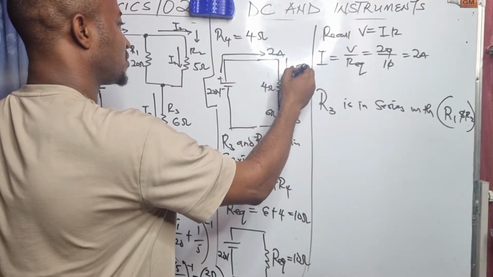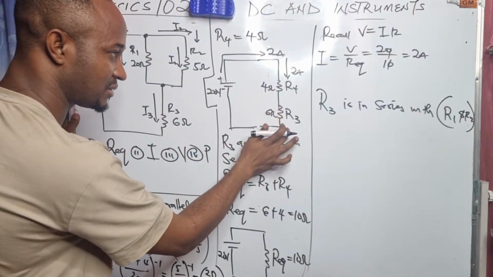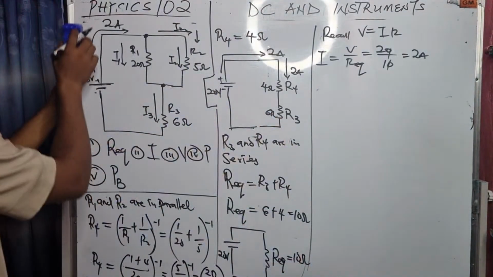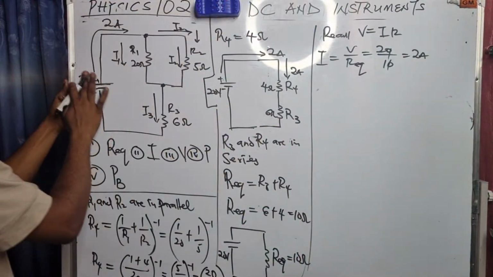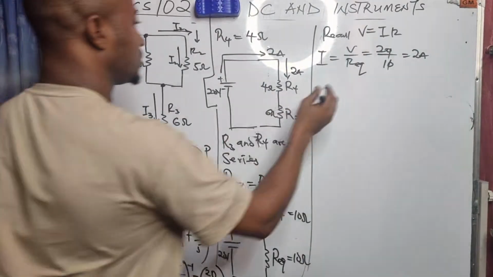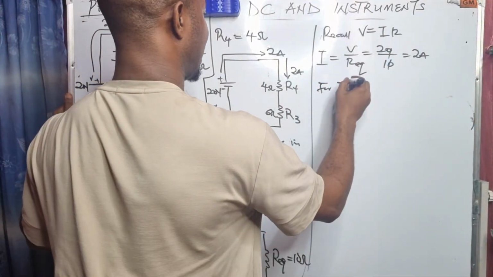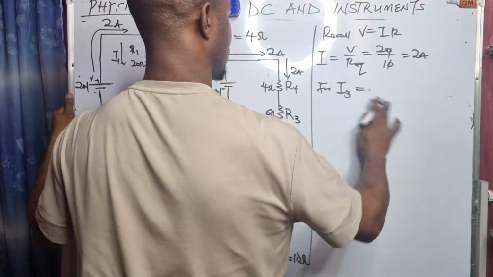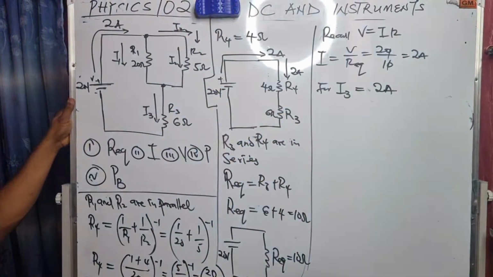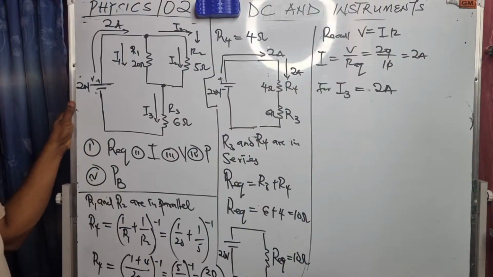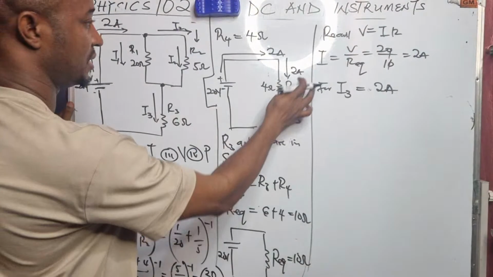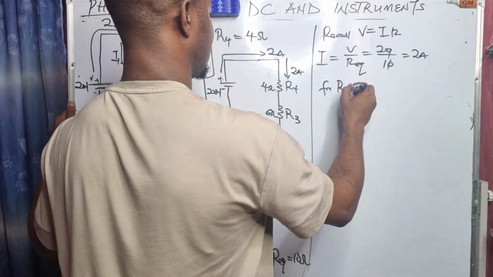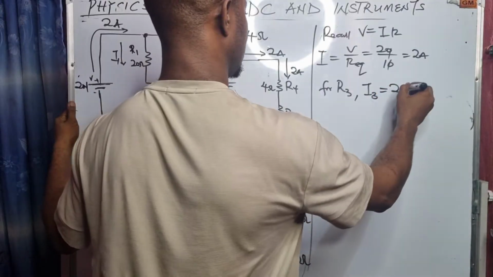It's the same current that flows through R4 and R3. So to solve for R3 is very simple. We just find the current that flows through each of these resistors. Sorry, 20 volts. So let's find out I3 first. I3 we know is the same current, which is 2 amp, right? The current that flows through R3 is 2 ampere. See it here, it is 2 ampere. So for R3, my I3 is 2 ampere.